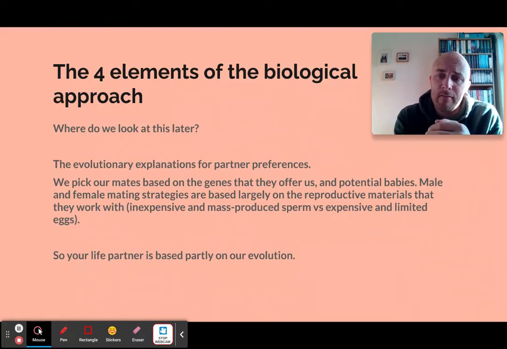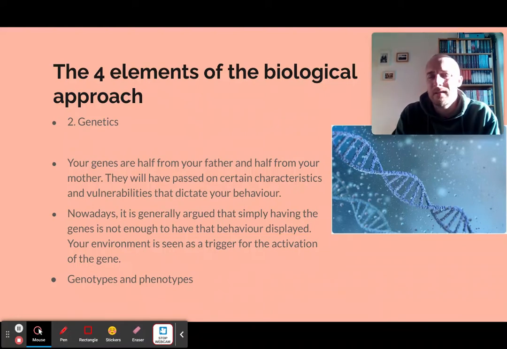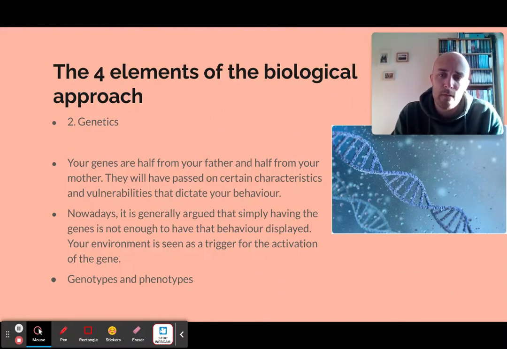So your life partner is apparently chosen by your evolution, right? That is one part of the biological approach. Another one is your genetics. Now, this is what most people think about first when they think about the biological approach. Obviously, this is a very simplistic way of looking at it, and it's not quite 100% true, but 50% of your genes come from your father, 50% come from your mother. Some are really just random, not really from either. This is the idea that your behavior is caused by certain genes that you have. Now, it's not just enough to go, what causes the behavior?